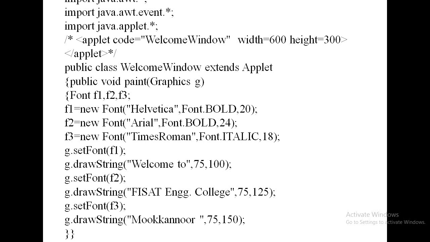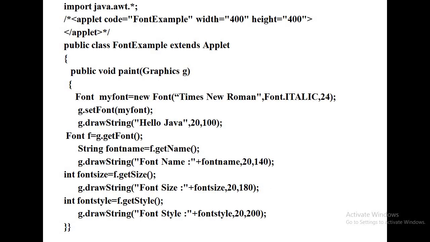Likewise, we can add many more font objects. We can change the font face, font style, font size, etc. So another code is here. Here myFont is equal to new Font Times New Roman, Font.ITALIC, 24. Then setFont(myFont). So setFont is the method for setting a particular font that we have created as a font object. The next line, drawString, will display Hello Java using this customized font object style.